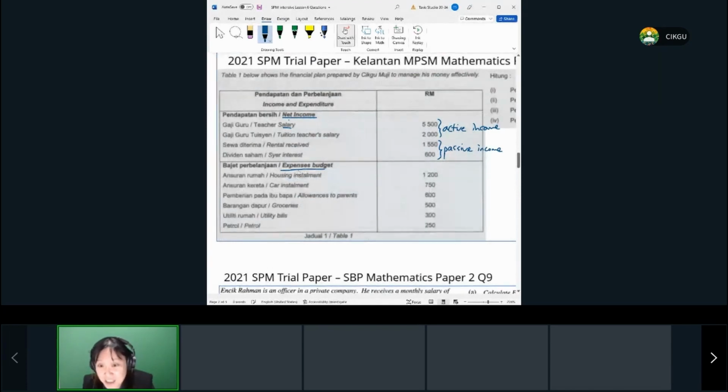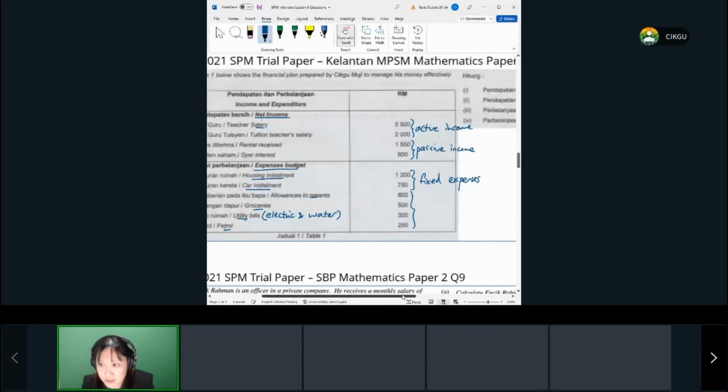Okay. Expenses, housing installment. Every time you see this keyword installment, it means you are borrowing money from the bank. So that means this must be fixed already lah. Fixed expenses. And then lastly, allowance to parents, groceries, utility bill. Utility means your electric and water bill, for those who don't know. Okay, petrol. So all of these, allowance to parents, grocery, this one, you can change. You can change this very easily every month, right? So all of this, we call it variable expenses.